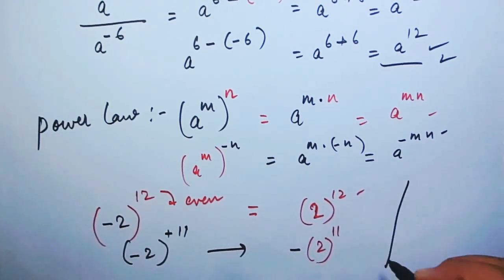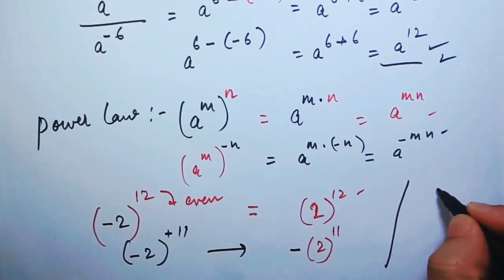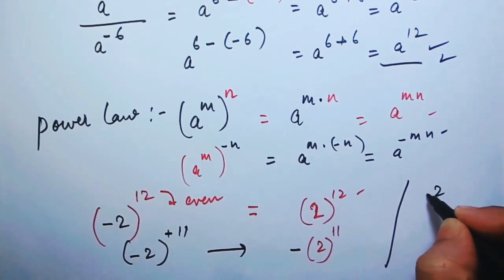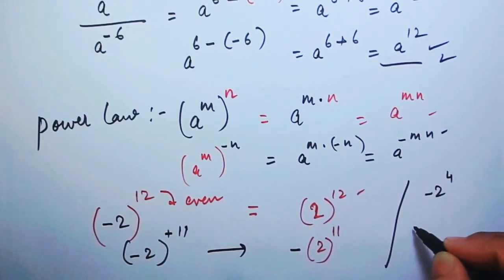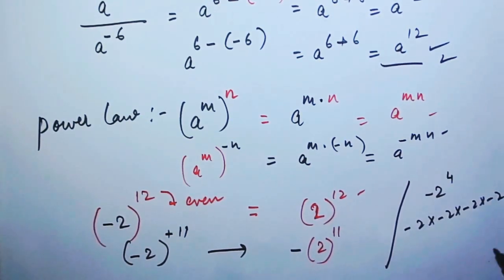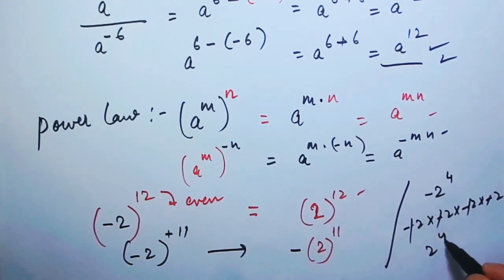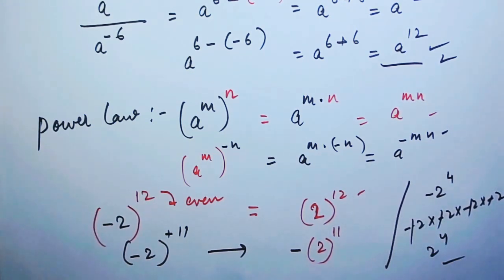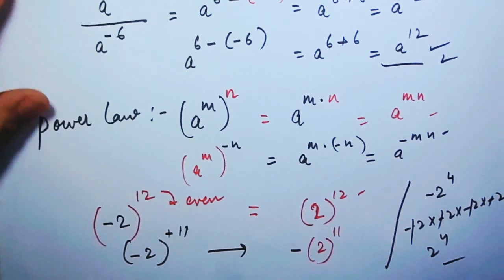Of course, when you have, for example, minus 2 to the power 4, how do you deal with this? Minus 2 times minus 2 into minus 2 into minus 2. So minus minus plus, minus minus plus, and you get 2 to the power 4. Clear? Moving on to negative integral exponent.